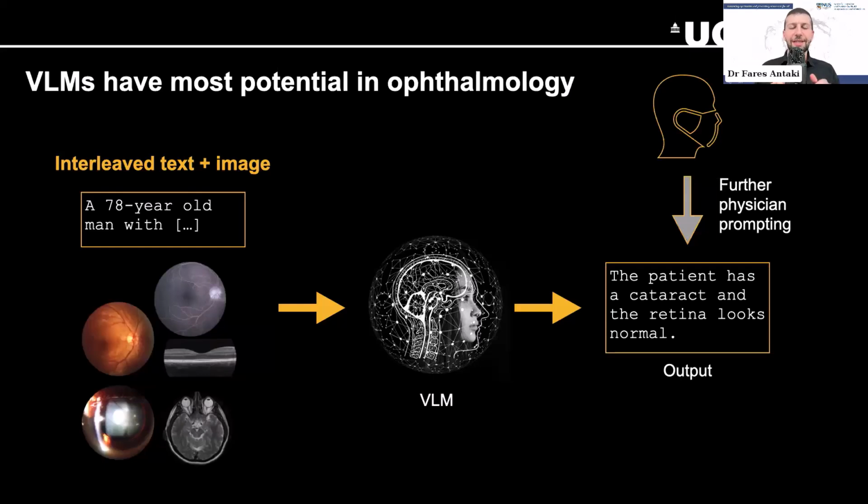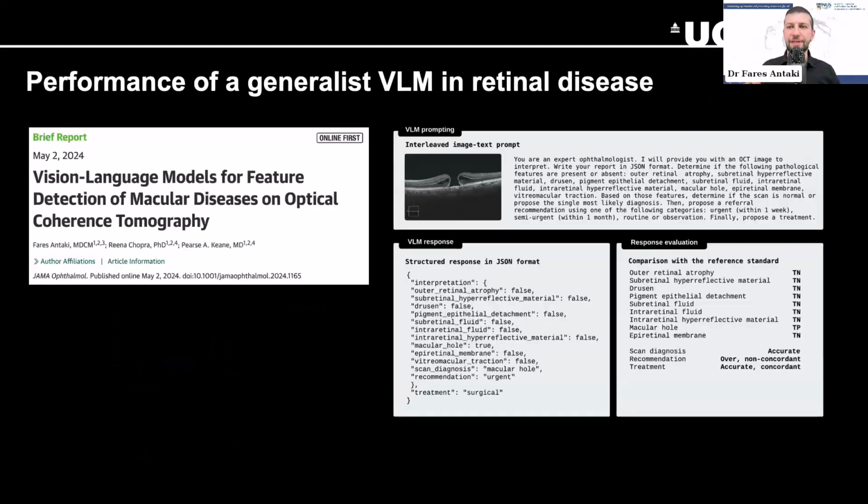We have been interested in testing vision language models in retinal disease. And I point you here to a brief report we published recently in JAMA Ophthalmology, where we tested Gemini Pro at giving us structured responses to see if it's able to detect things like outer retinal atrophy, subretinal hyperreflective material, drusen, macular hole, epiretinal membrane. Really, perhaps somewhat complex but important features to detect on an OCT that experts are able to do.